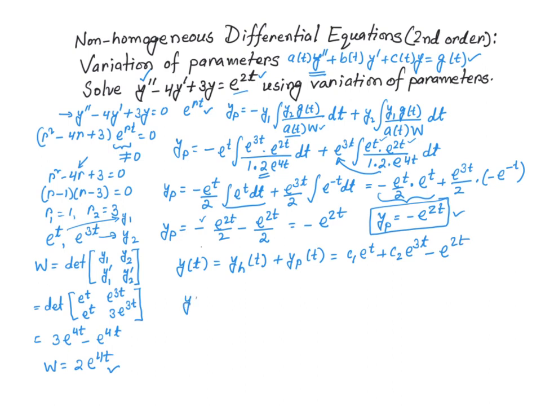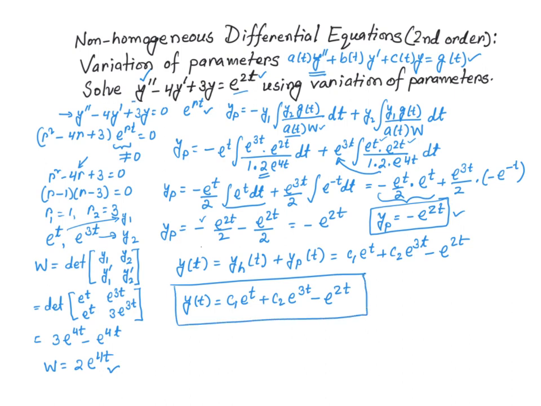So your general solution is going to be y of t is equal to c1 e to the power t plus c2 e to the power 3t minus e to the power 2t. And this should be your general solution to this differential equation.